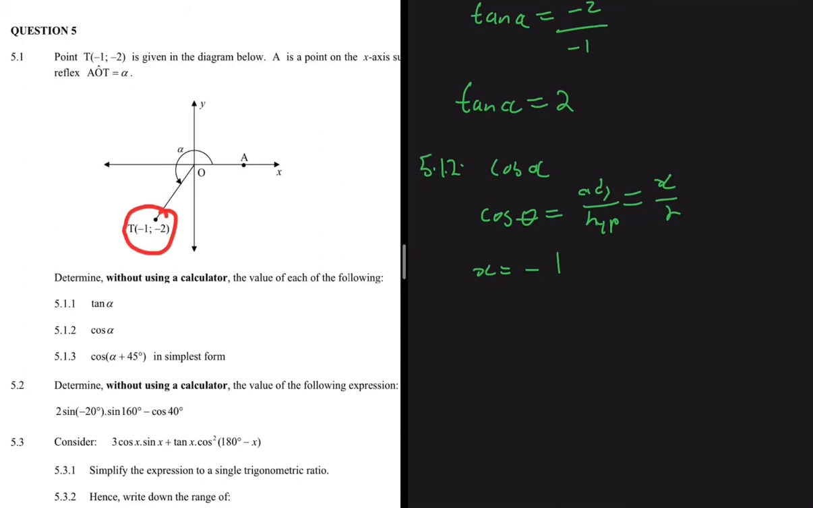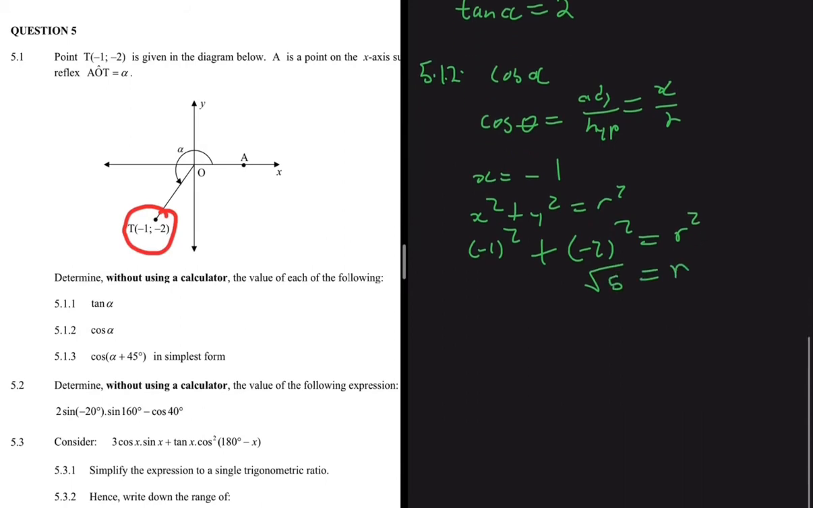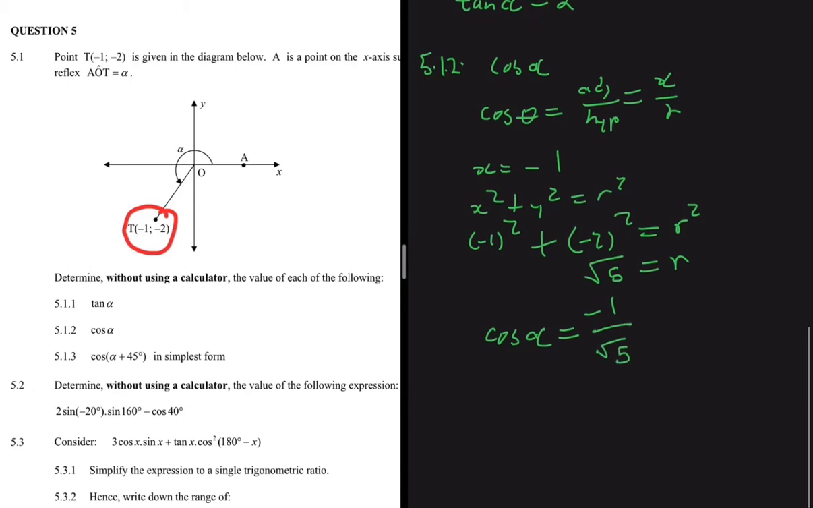We know fully well from Pythagoras that x squared plus y squared is equal to r squared. So x is minus 1, we square it, and then y is minus 2, we square it, and that is all equal to r squared. So we basically take the square root of 5 and say it is equal to r. So now cos of alpha will be equal to x, which is minus 1, divided by r, which is square root of 5.